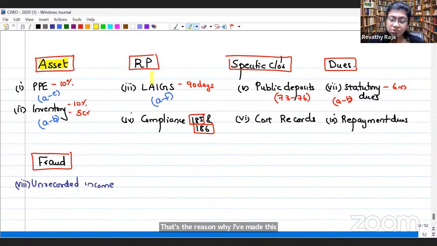Asset, okay, first two. Related party, now I will add, okay. That's the issue.